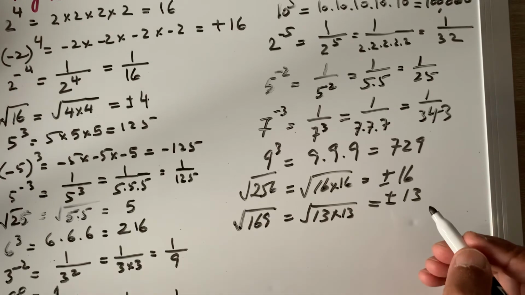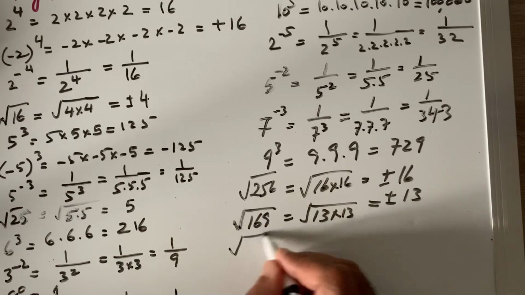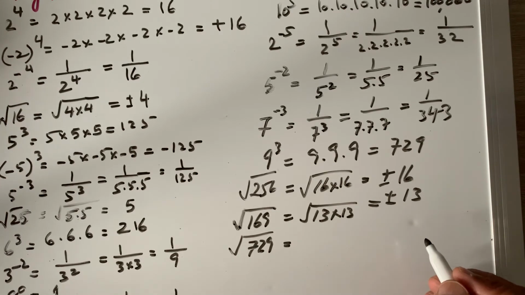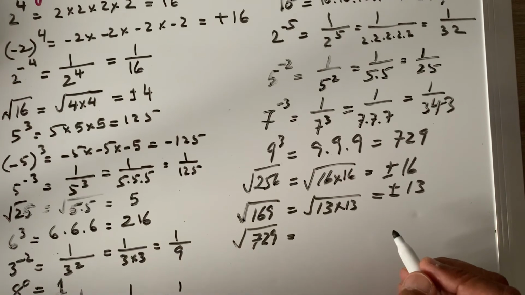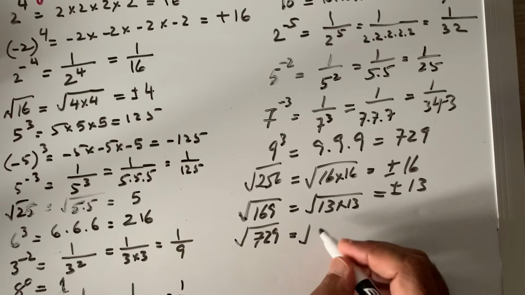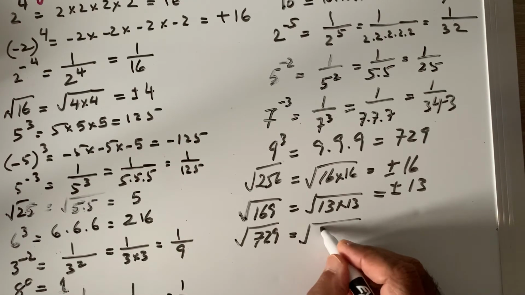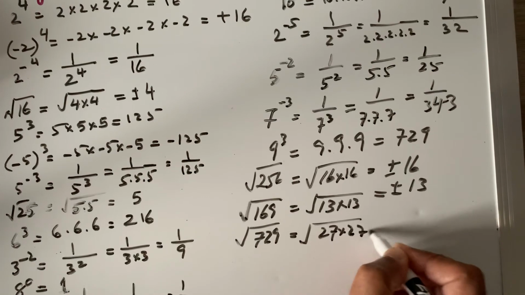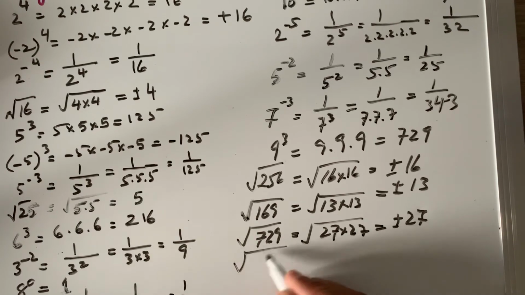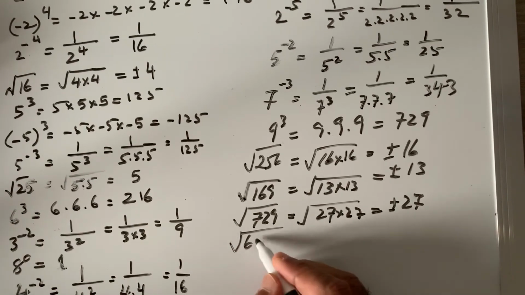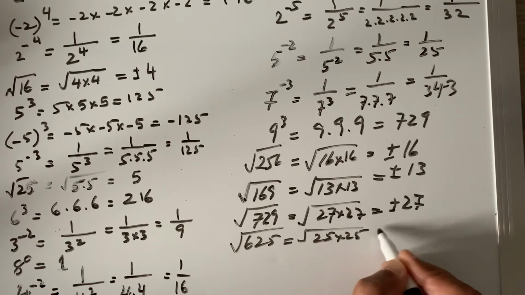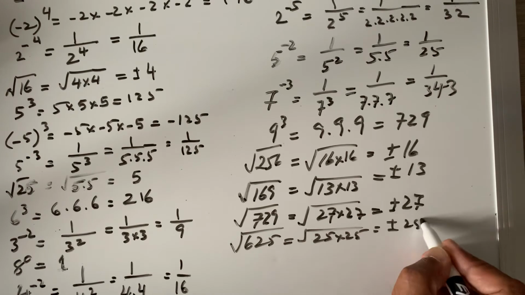The next question could be 729. So 729 is a tricky one. And sometimes in the EQAO test, a calculator is not allowed. So you have to be very careful, and you have to learn these numbers, because 27 times 27 is equal to 729. So your answer is plus minus 27. Like 625. 625 is factored as 25 into 25, which is taken out as plus minus 25.